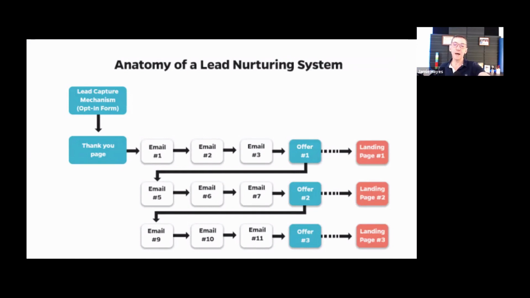So they get email 1. It might be, and then a day later, email 2, day 3. Then you might hit them with an offer. That might go to a different landing page. They didn't take that up. They get email 5, email 6, email 7, maybe another offer. That offer takes another landing page, email 9, 10.